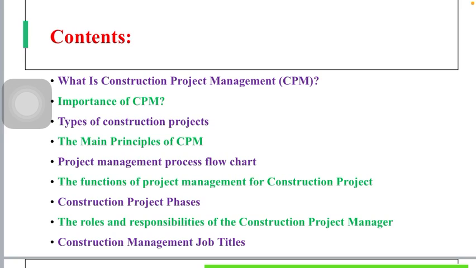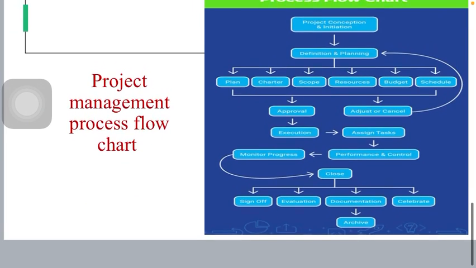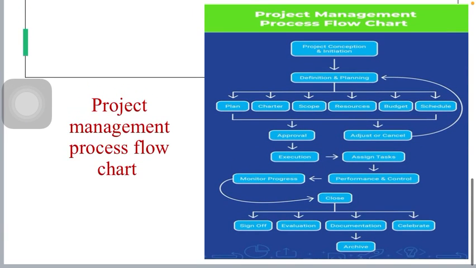It starts with the project conception and initiation and ends up with the archive or achievement. So we'll start with the process. In general, you can see the chart here. In general, every project has a standard life cycle regardless of its spatial characteristics.